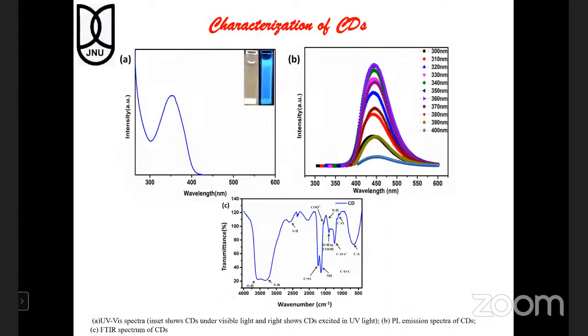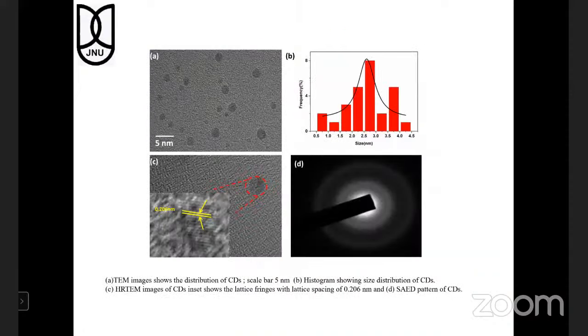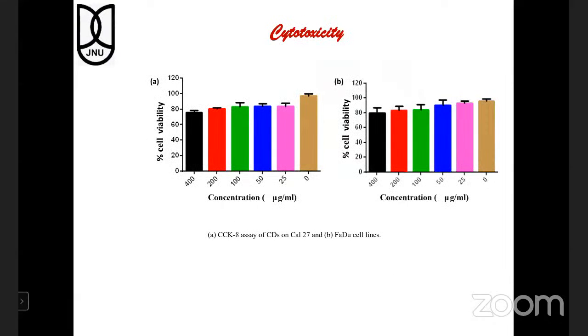So we synthesized them and confirmed with different characterization techniques, like fluorescence, where they are excited with different wavelengths and their emission is observed, and this is the FTIR. All the corresponding peaks are visible in the FTIR spectra. This is the very beautiful TEM image of this carbon dot.